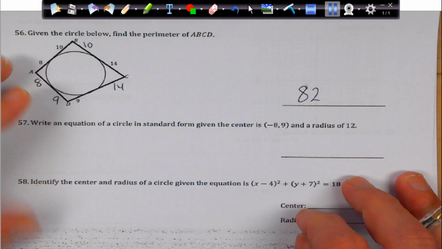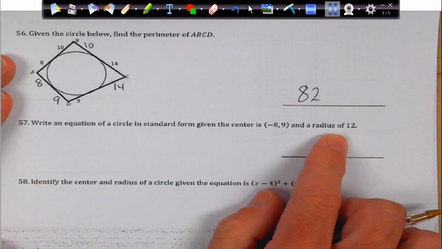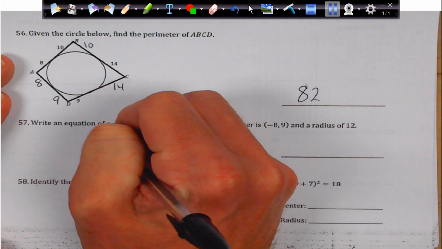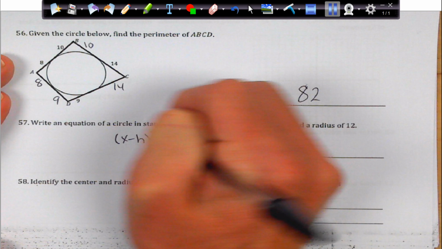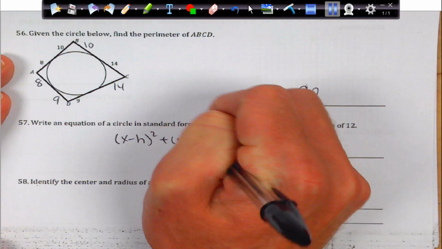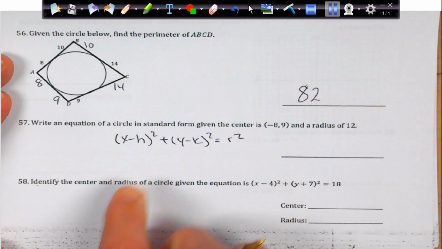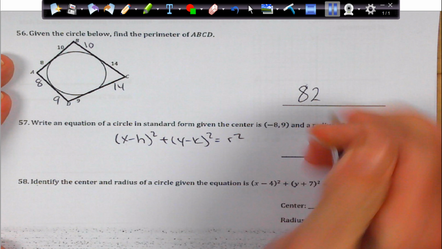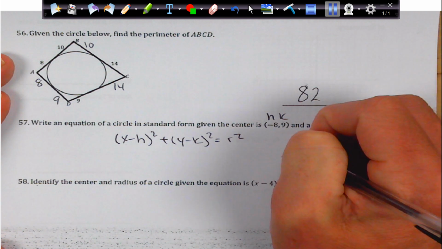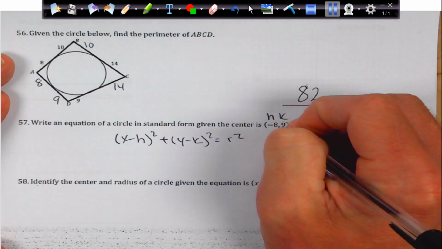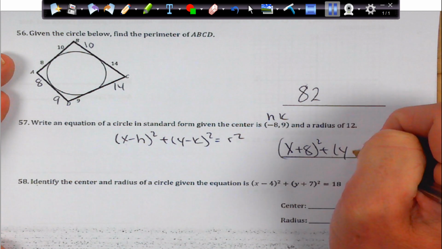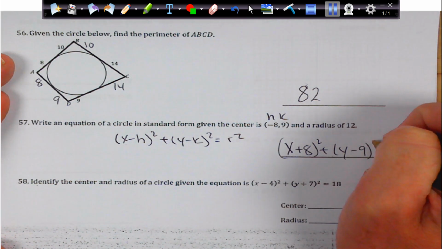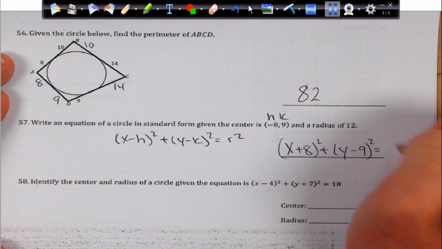All right, write the equation in standard form given our point and our radius. So first of all, our standard form is going to be (x minus h) squared plus (y minus k) squared equals r squared. So we plug in our h and our k, which is these two pieces. That's going to be x minus a negative 8, that's going to make it a positive 8, plus y minus a positive 9, it's going to look like a negative 9. And then r squared, that's going to be 12 squared, which is 144.